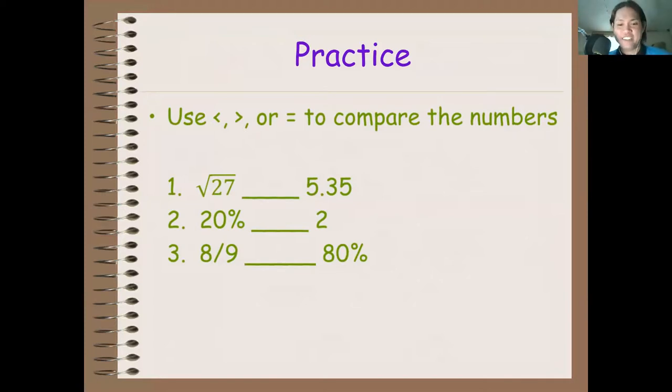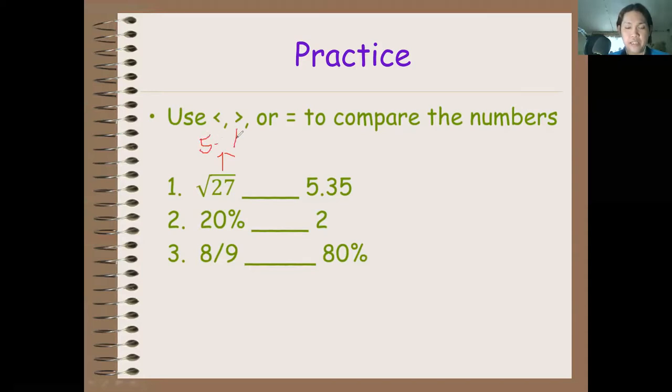Okay, so after that, the square root of 27. The square root of 27 can be expressed in decimal as approximately 5.196. So as you can see, 5.196 is less than 5.35, so we can use the less than symbol. So that's how we compare the rational and irrational numbers.